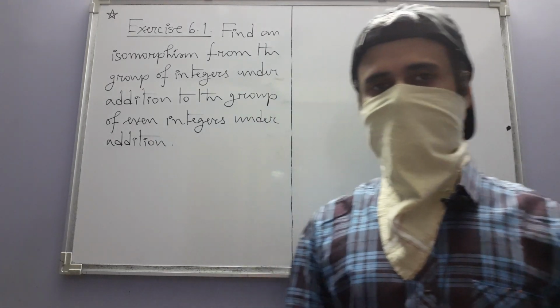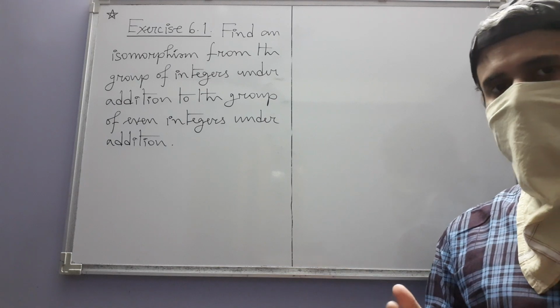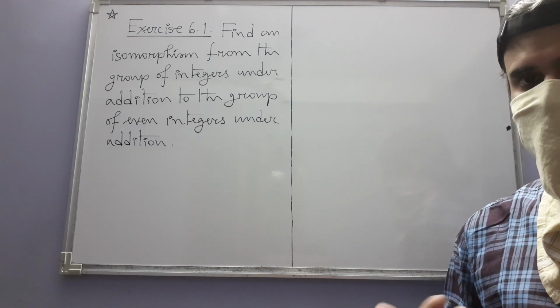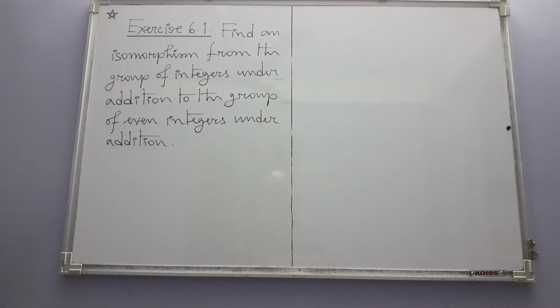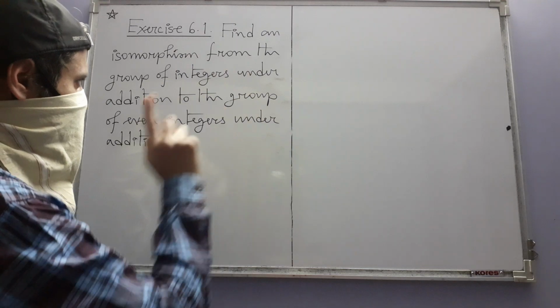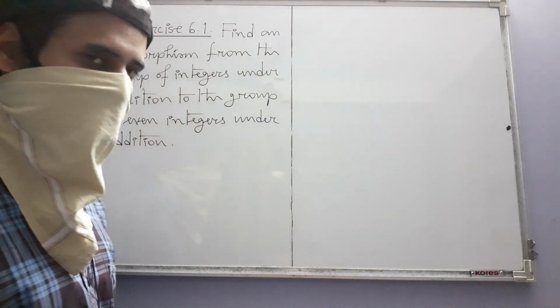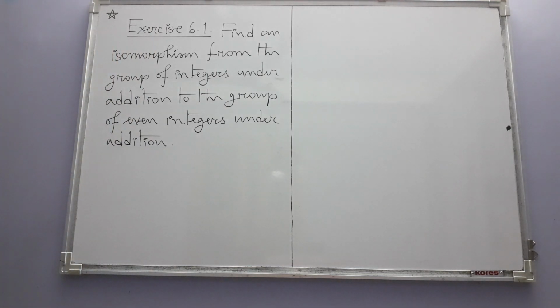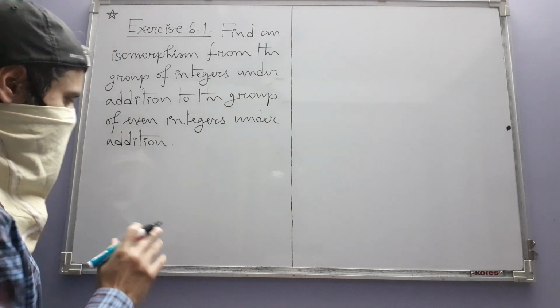Okay, so we are now going to start the sixth chapter, and this involves the notion of isomorphism of groups. In this first exercise, we have to find an isomorphism from the group of integers under addition to the group of even integers under addition. So let us first denote these groups by some symbol.